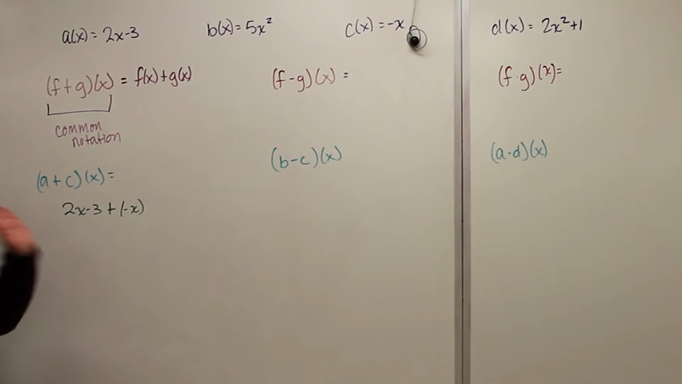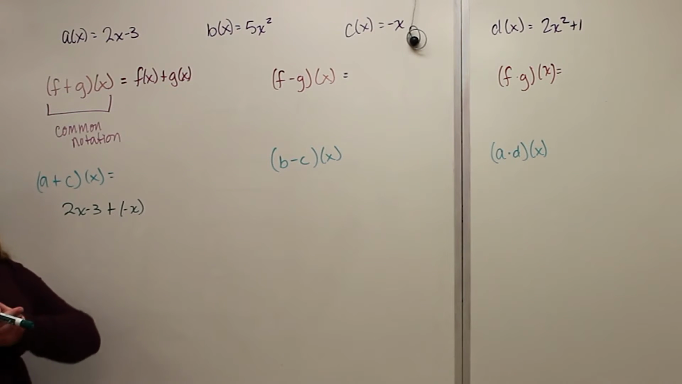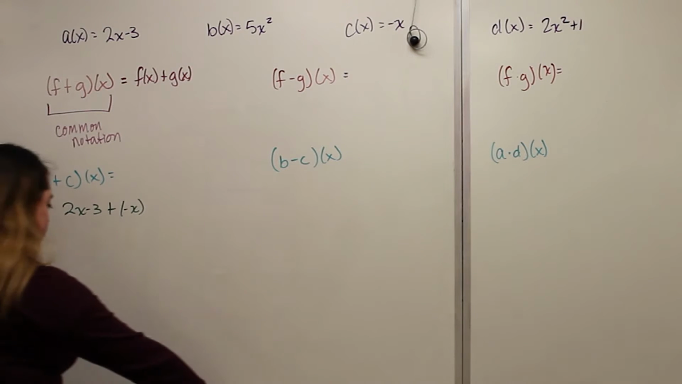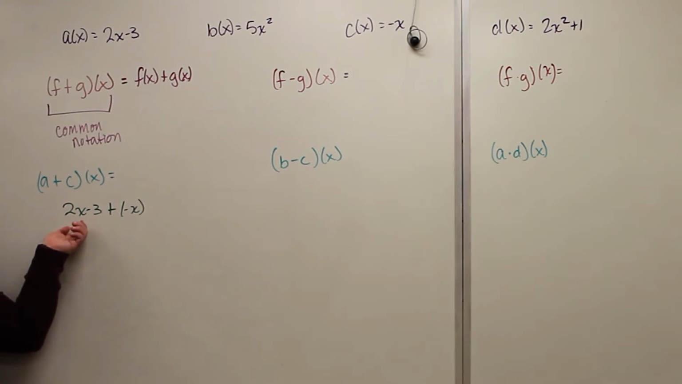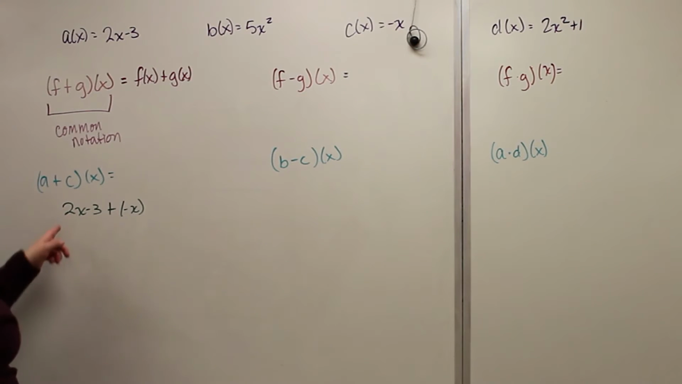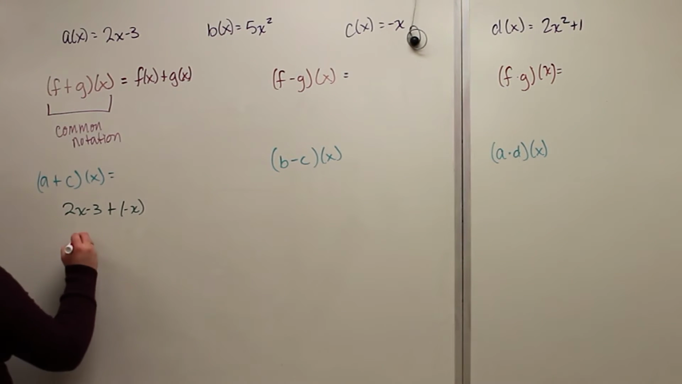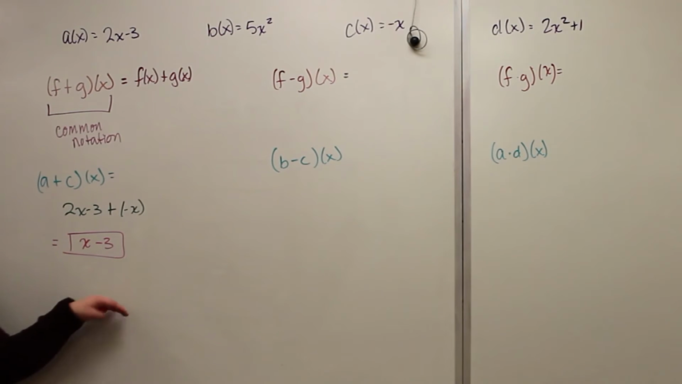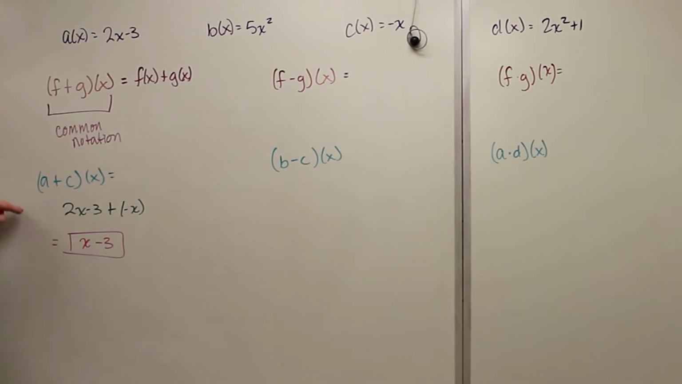Now that I have that plus sign in there, I can combine any like terms to create a brand new function. I've got a 2x here and a negative x there, so I just need to subtract one of those. 2 minus 1 gives me x. Nothing happened to the negative 3. So we end up with just x minus 3 as our brand new function. That is (a plus c)(x).